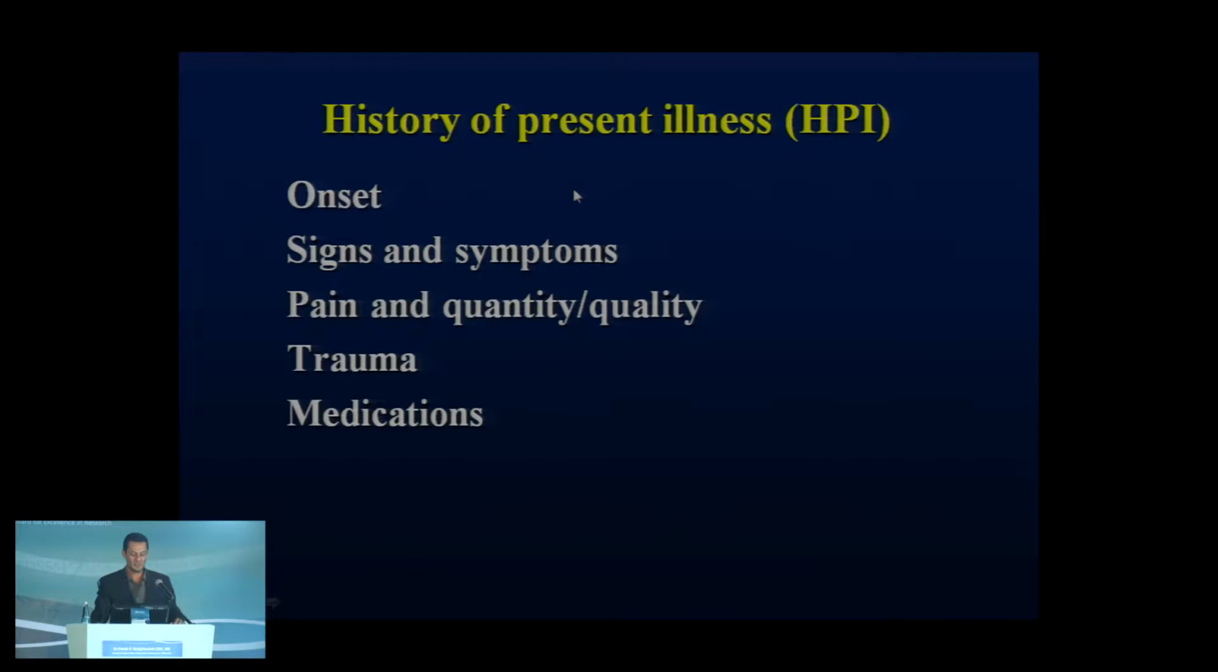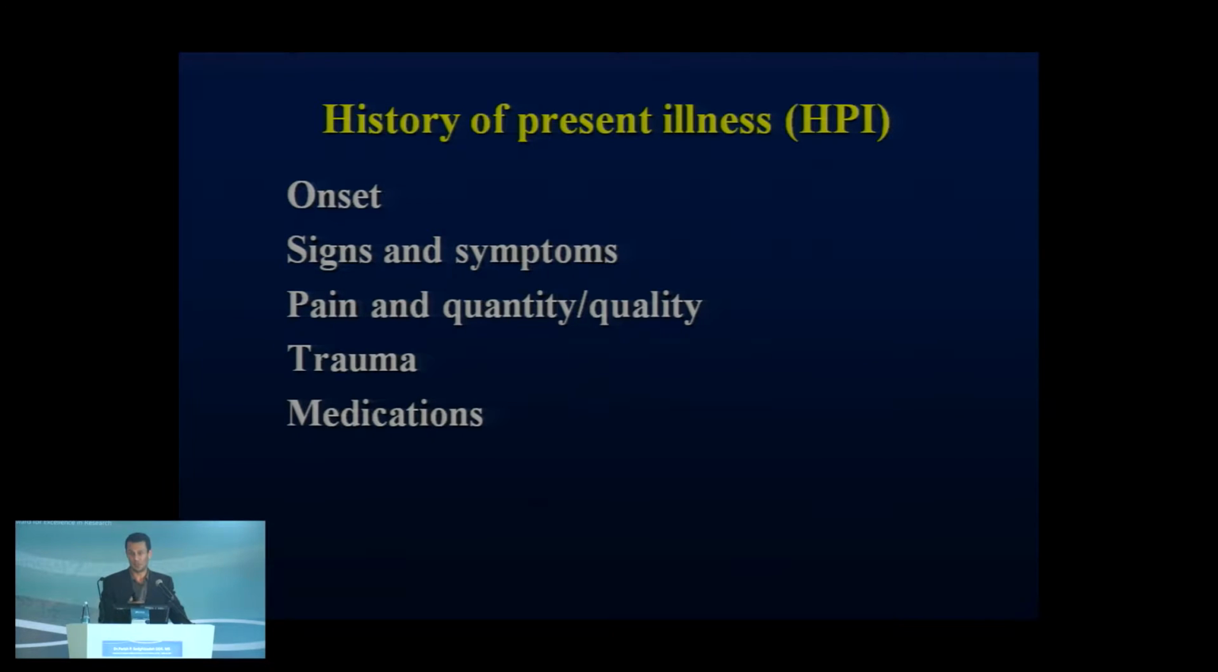So, obviously the history of the present illness when you see a lesion is very important. When did the lesion come about? How long has it been there? Are there signs and symptoms? Is there pain associated with it, or swelling and things like that? If there's pain, what's the quantity of the pain? You know, on a 0 to 10 scale. Is it a lot of pain? Is it very little pain? That's very important for differential diagnosis.